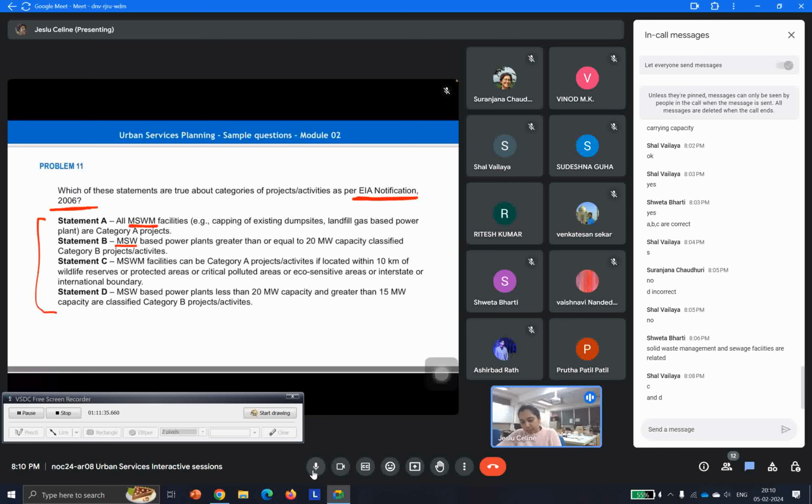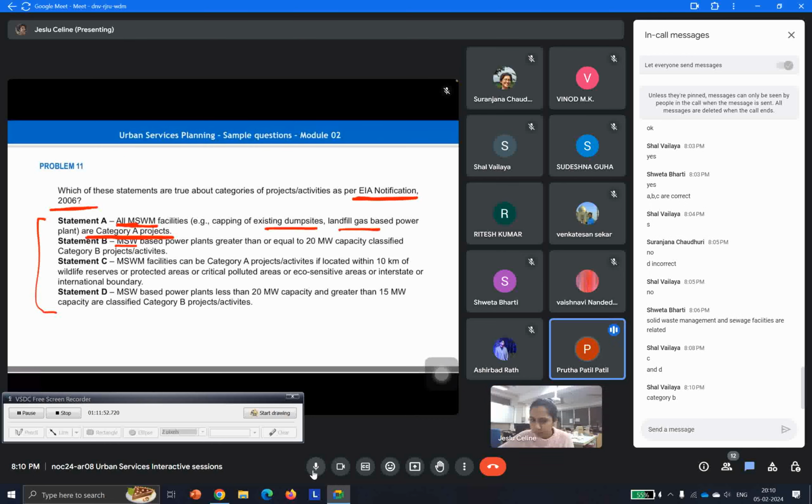Statement A. Now, capping of existing dump sites, landfill, all this, all MSWM facilities are category A projects, is what it says. Is it a correct statement? Yes, no? So then what is the correct statement? Is it category B? No, that I understood. How do we make statement A correct is what I was asking. Yes, Shal has put, yes. So this will be category B projects. So this definition is correct, but then it is a category B project. It's not category A. So this is a wrong statement.